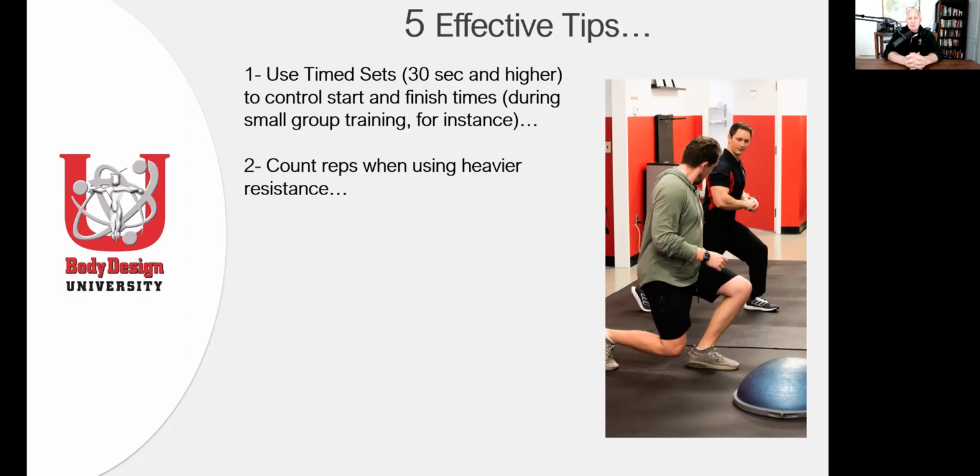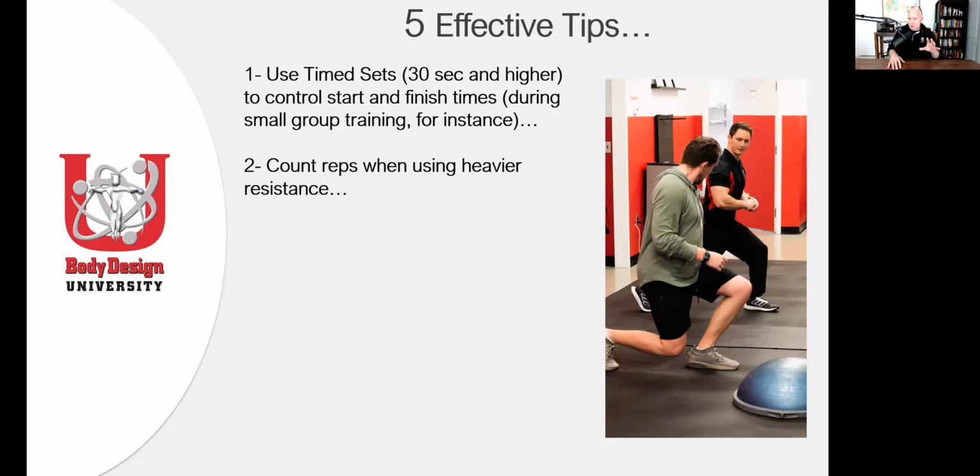Number 2 is count reps when using heavier resistance. So you could, for instance, say, I'm not saying do this, but you could technically tell your group of clients that are doing heavy dumbbell presses, okay, guys, we're going to do 10 seconds. It doesn't make a whole lot of sense. I might be able to get 3 or 4 reps in 10 seconds. Probably not going to do that.